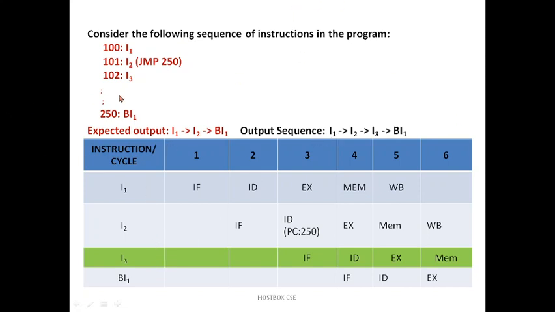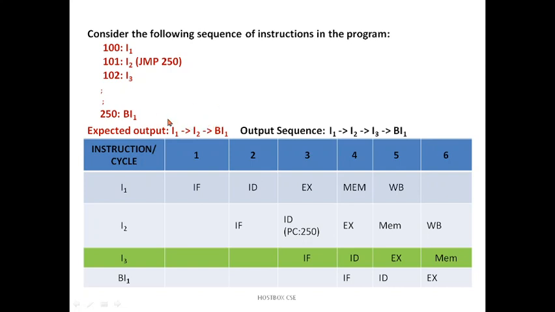Even though the PC always monitors the next address to execute, this is the problem arising on the controller side. It keeps on executing, and after I2, instead of BI1 it executes I3 also, and wastes some extra time. These complexities have to be avoided and overcome in the pipelining concept on the controller side.